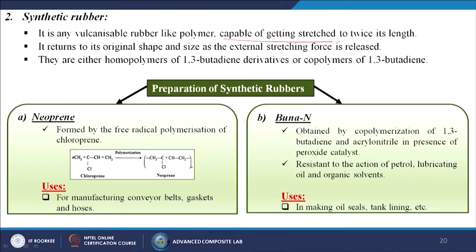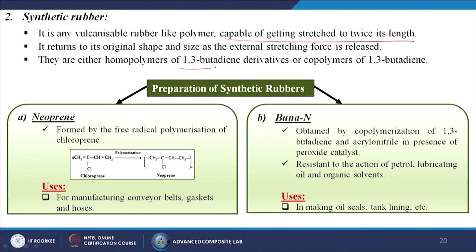Next we are going to discuss synthetic rubber, which, as I have already told, we make by chemical reactions in our lab or in industry. It is any vulcanizable rubber-like polymer capable of being stretched to twice its length. It returns to its original shape and size as the external stretching force is released. Its elongation is high. They are either homopolymers of 1,3-butadiene derivatives or copolymers of 1,3-butadiene.